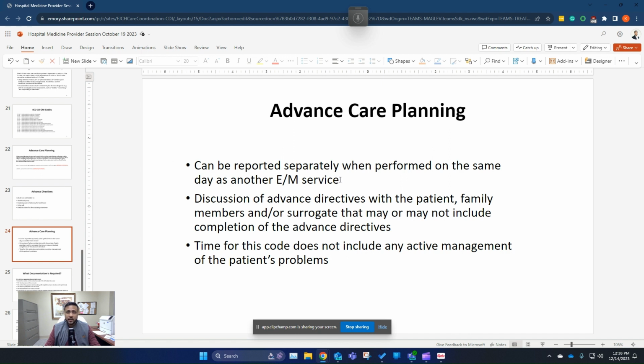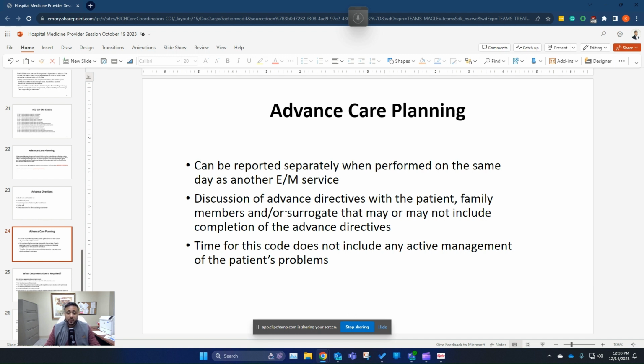So typically if you end up billing, let's say a 99233 progress note, and then you have this further discussion with the family about advanced care planning and what their wishes are, you would then bill this on top of the 99233. Again, discussion of advanced directives with the patient, the family. And you can talk to the family on the phone, but it's almost as if you have the discussion with the patient in the room.